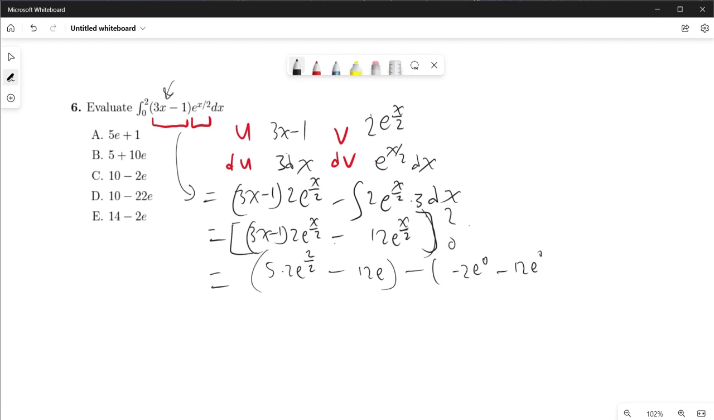And then we have, that will be 10e minus 12e plus 2 plus 12. So it'll be 14 minus 2e, which is option E here.